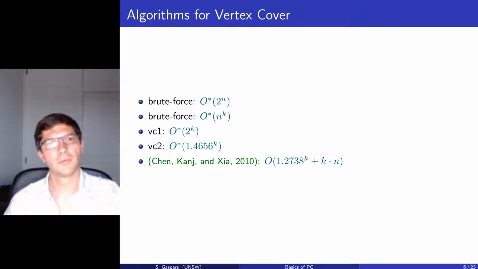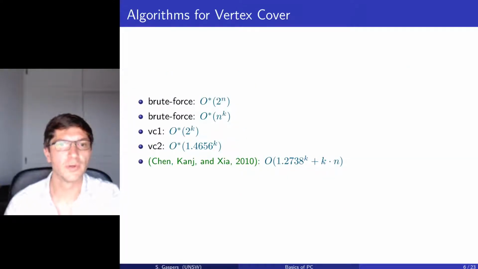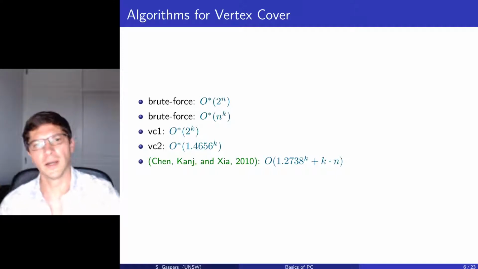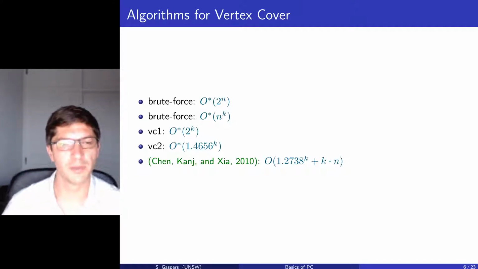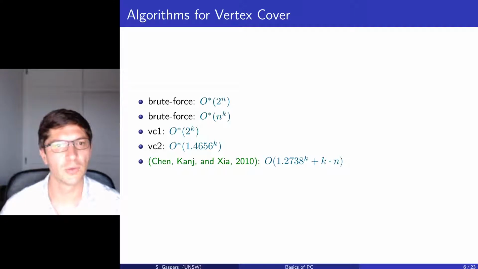The vertex cover problem can be solved by brute force in either 2 to the n time or n to the k time, depending on whether we enumerate all subsets of the vertex set or just subsets of size k. There's a simple algorithm that solves it in time 2 to the power k, a slightly more advanced algorithm that solves it in time 1.4656 to the power k, and I always ignore polynomial factors here by using the O star notation.